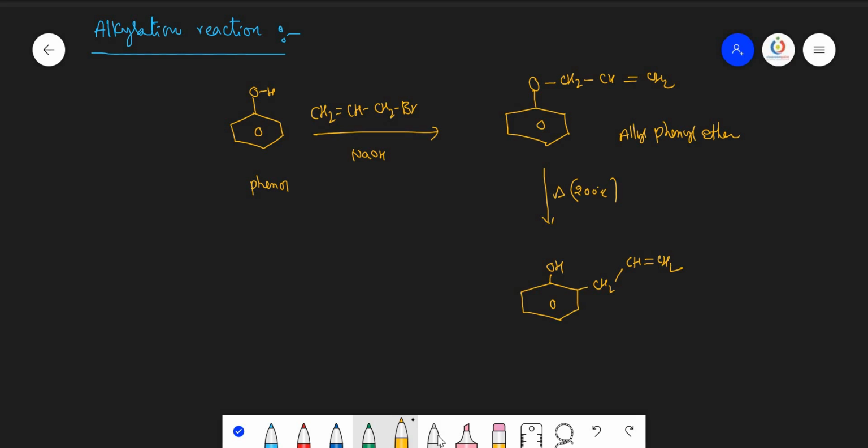Why I said this reaction is important is that it has its own name. The name is Claisen rearrangement. Only this step, not this one. Claisen rearrangement.